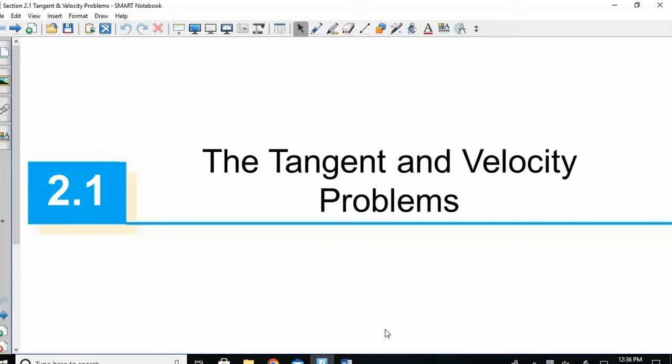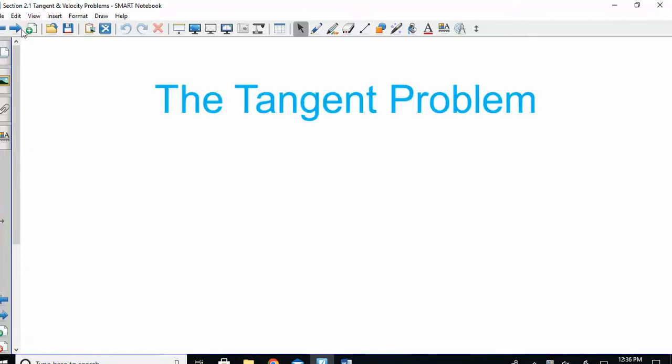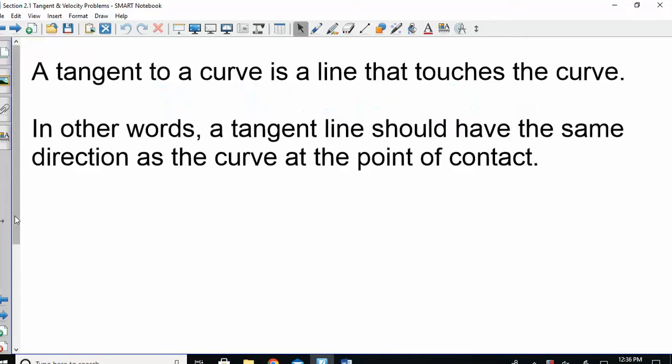So we are starting chapter 2 now. The first thing that we are going to talk about is tangent lines. When you hear tangent, you probably think it's a trig function tangent. This is a slightly different application of it, but it's a very important one that we are going to focus on a lot. When we talk about a tangent line, we're talking about a line that touches the curve.